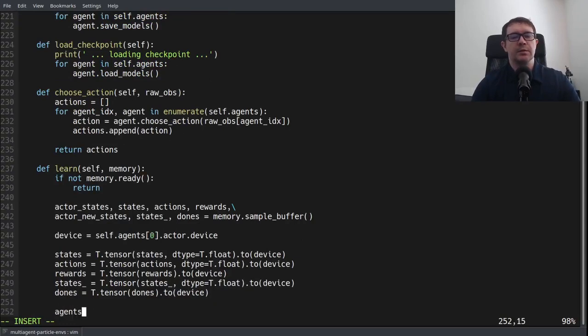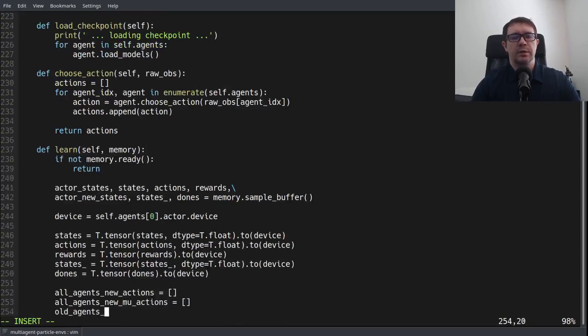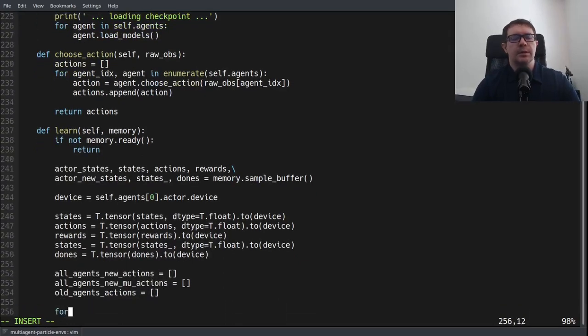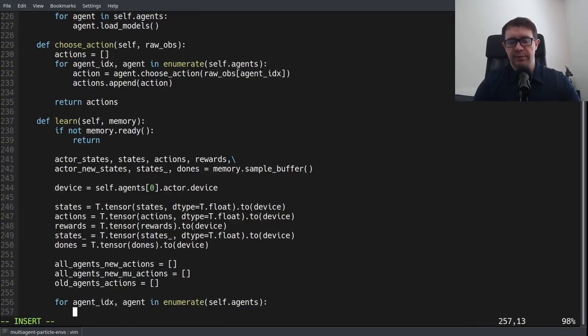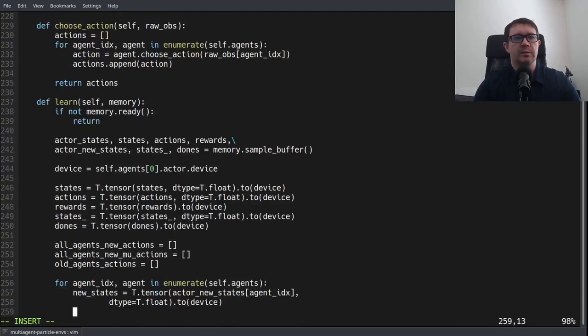And now we need to get actions for all agents. Say all agents new mu actions, old agents actions equals empty list. So now we say for agent IDX agent in enumerate self.agents. So we have to go agent by agent, new states, t.tensor. We have to get the actor states. So actor new states agent IDX for each agent. Make sure we pass it to the device.